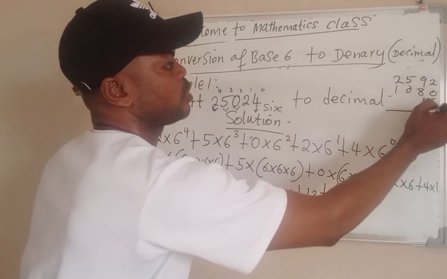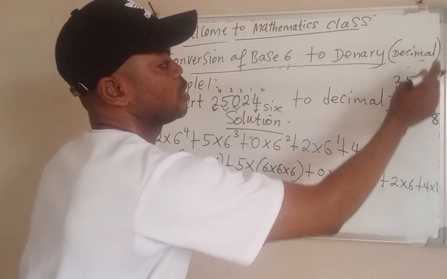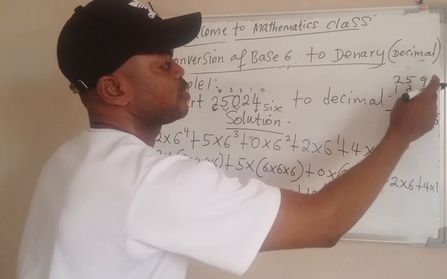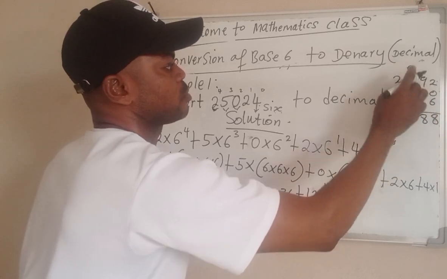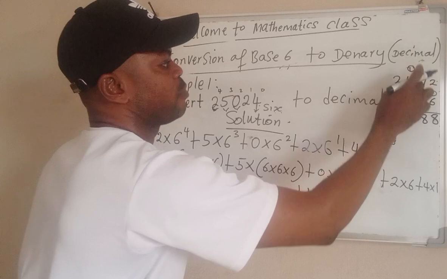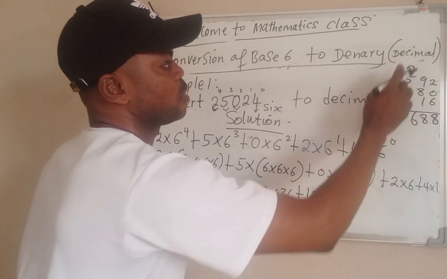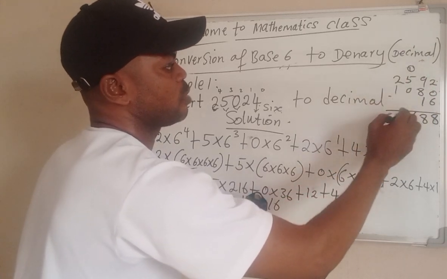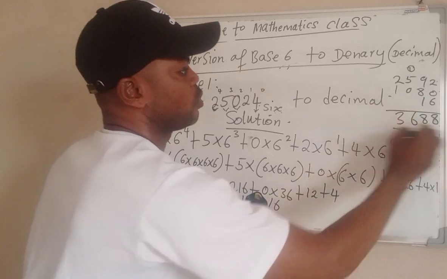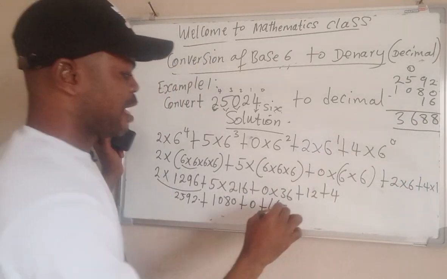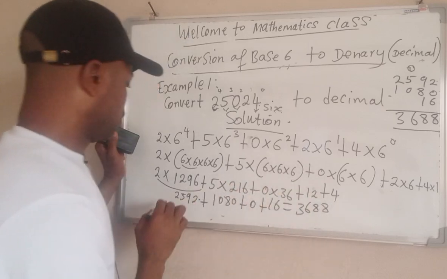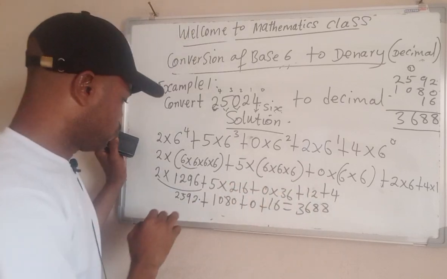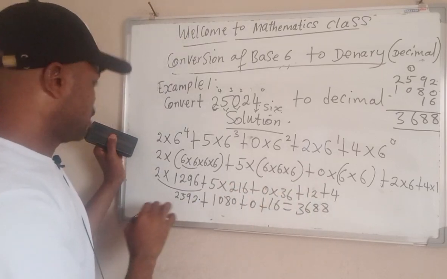2 plus 0 plus 6 gives you 8. 9 plus 8 gives you 17 plus 1 gives you 18. Put down the 8, carry 1 to the next. 1 plus 5 plus 0 gives you 6. Bring down this. 2 plus 1 gives you 3. So, at the end of the day, after conversion, we got 3,688.